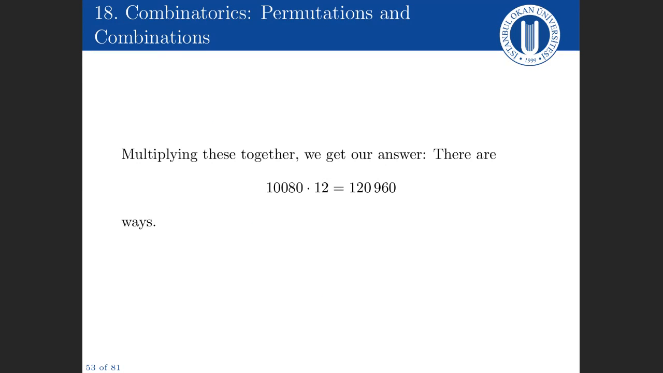To finish the question, we multiply these 2 numbers together. 10,080 multiplied by 12 gives 120,960 different ways to arrange these letters such that the vowels are consecutive.